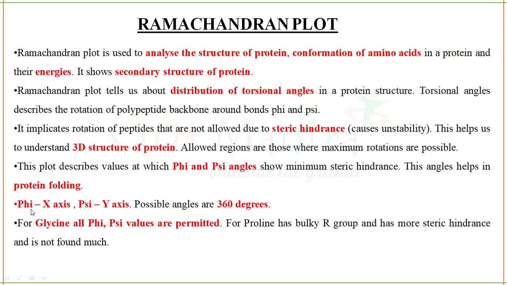Phi angles will be on the x-axis, psi on the y-axis, and the total angles will be 360 degrees. You will understand phi and psi angles when you see the diagram. I'll show you that; just know some of the basic information. For glycine, all the phi and psi values are permitted. Since glycine does not have a bulky group in its R group, it just has hydrogen, and hydrogen does not cause any steric hindrance. So it is permitted for all values of phi and psi.